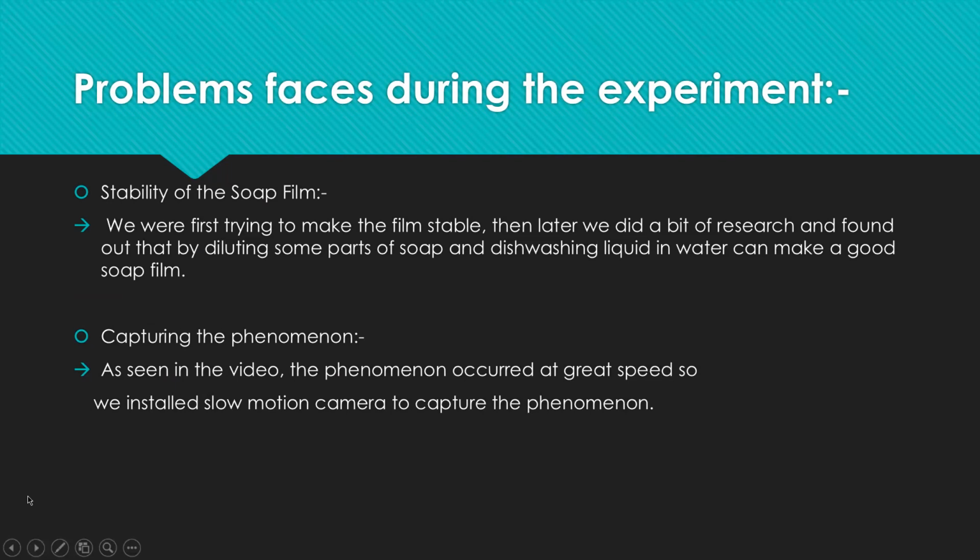Every experiment faces many problems. Here the problem we faced was the stability of the soap film. First we were trying to make a film stable, but then later we did research and found out that by diluting some soap and dishwashing liquid, or Dettol, in water, we can make a good soap film.